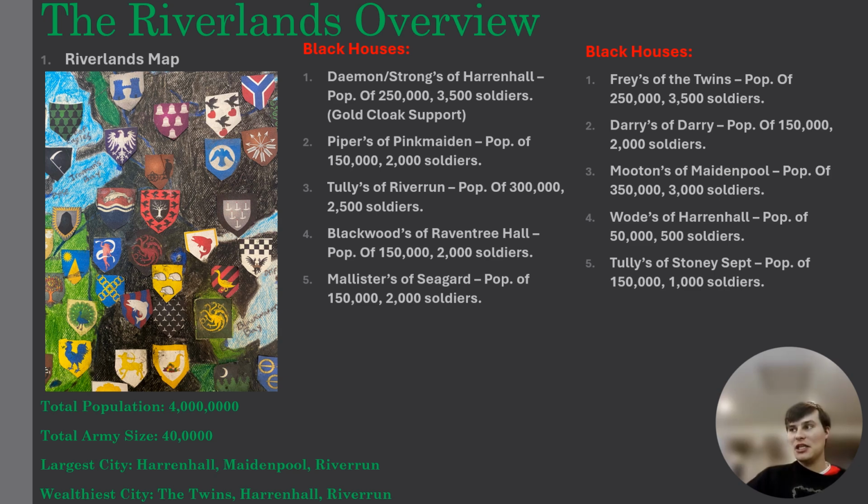And finally, we have the Tullys of Stony Sept. I included the Stony Sept due to its significance and it being the center of the continent. At this time, we can assume the Tullys have control over the Stony Sept, implying that its people and soldiers sided with the Blacks. And a fun fact about Stony Sept, during Robert's Rebellion, Lord Robert Baratheon was wounded in the Battle of Ashford and sheltered in Stony Sept, hiding from a royal army led by Lord John Connington, Hand of the King to Aerys II Targaryen.